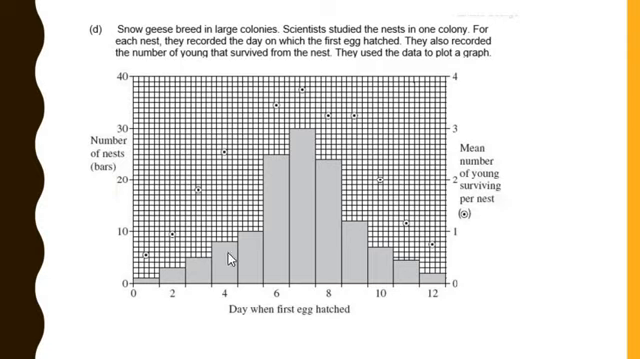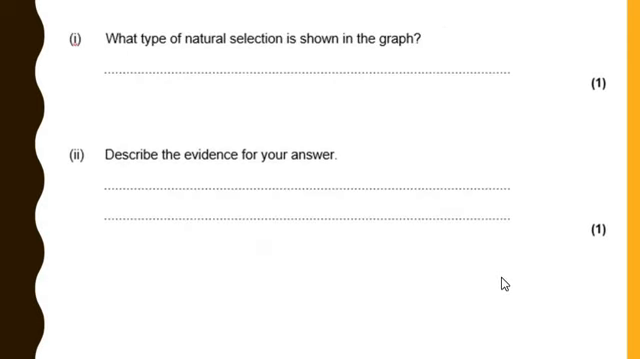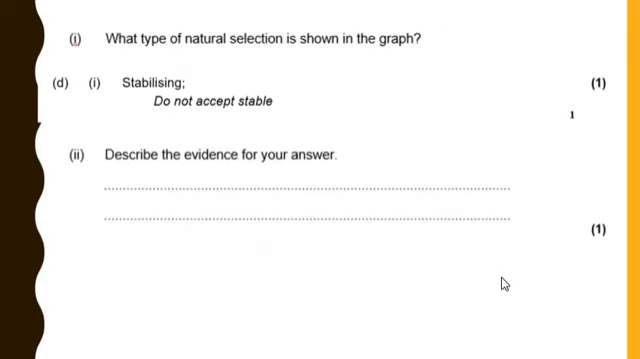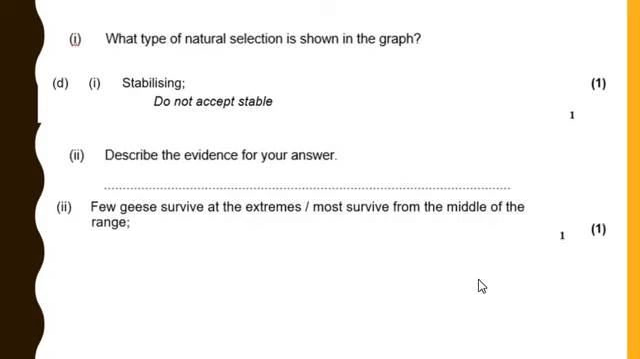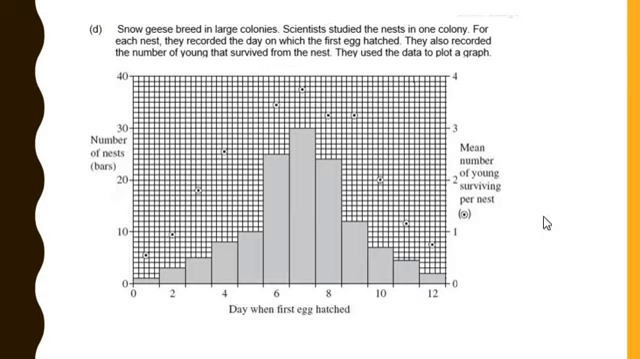Now because we're seeing this characteristic shape, that means that this is stabilizing selection. Okay, do not accept stable, it says. And the evidence is that there are fewer geese at the extremes and most survive from the middle of the range. So it's not necessarily asking you for reasons. It didn't say explain. It just said describe evidence for your answer. So we don't have very many eggs hatching, or the first egg hatching very early, and we don't have first eggs hatching late. There's a lot of eggs that hatch around the 6 to 8 day mark.